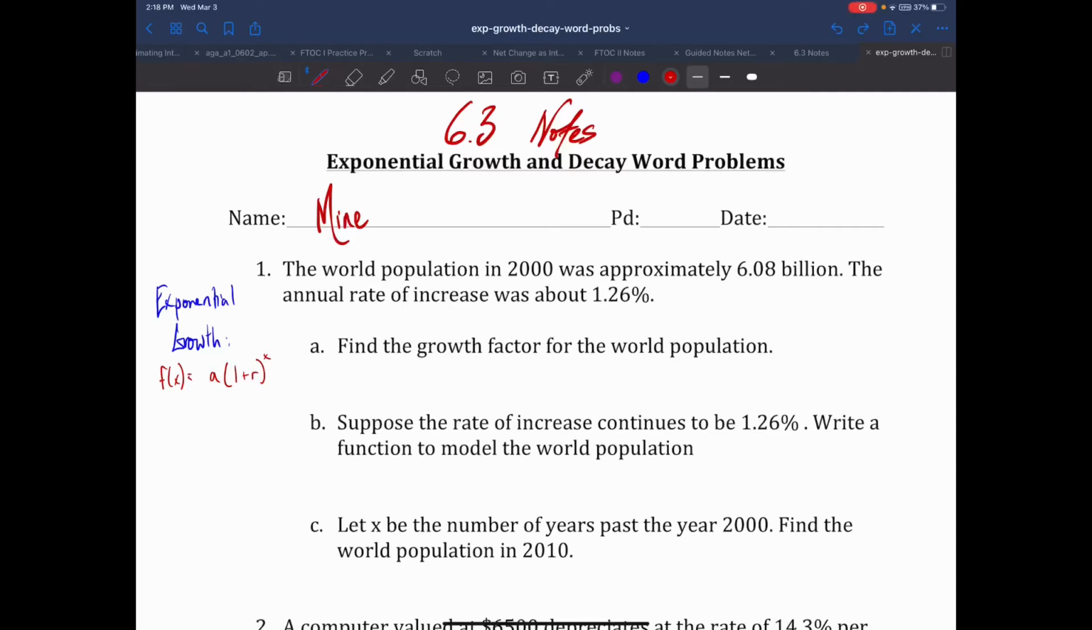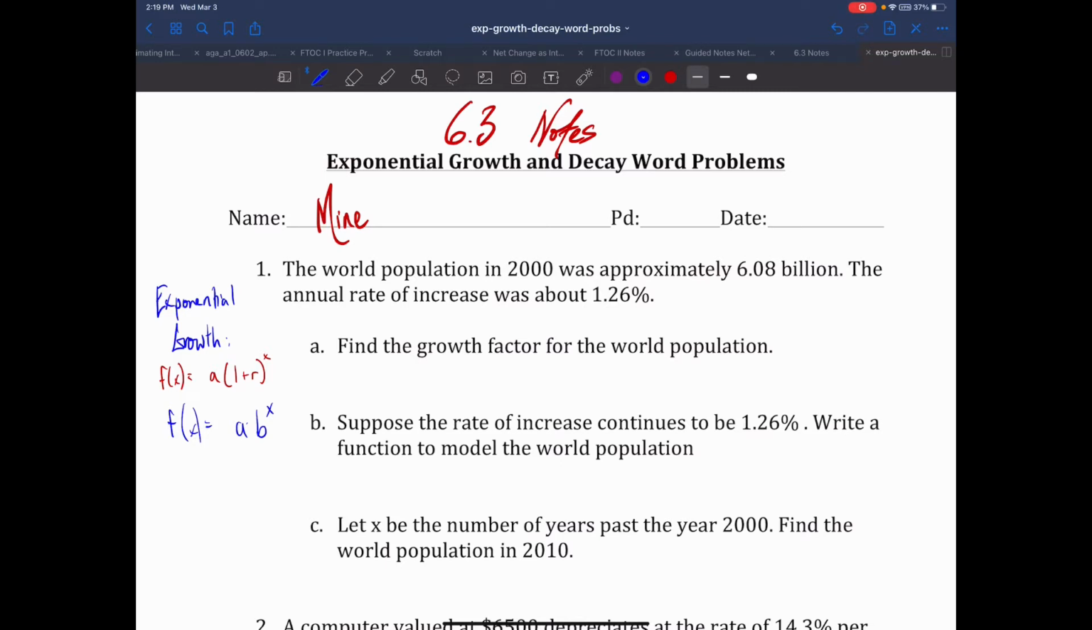This week we're working with section 6.3 in Envision, and this is exponential growth and decay. So for exponential growth, we have the formula f of x equals a times 1 plus r raised to the x. And this is very similar to what we did the previous week, which is a times b to the x, except b is now 1 plus r. And that's because we're talking about growth in the context of problems.